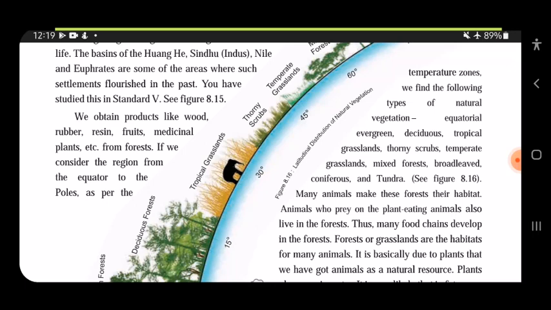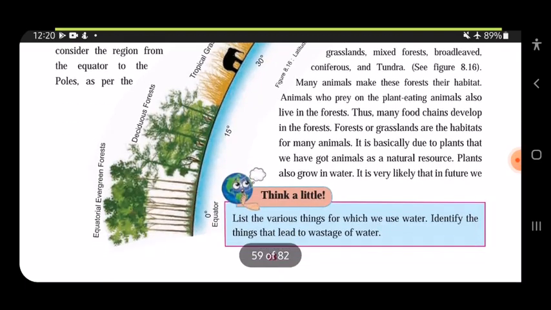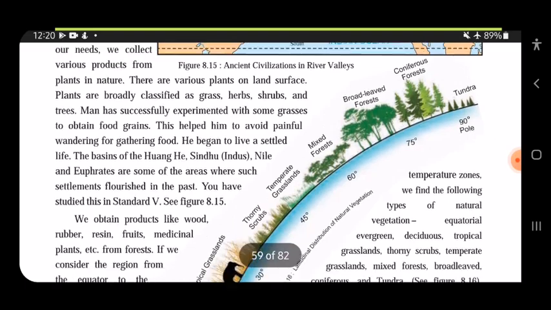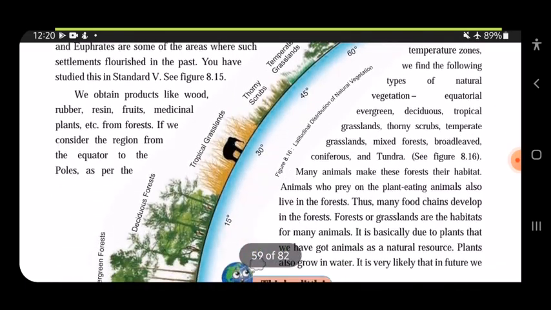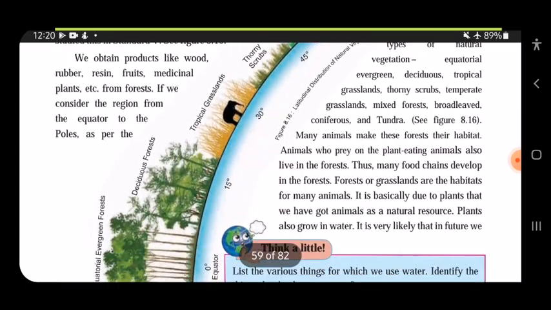Equatorial evergreen, deciduous, these are names of the forests. Tropical grasslands, thorny shrubs, temperate grasslands, mixed forests, broad-leaved, coniferous and tundra, as you can see over here. All the different kinds of trees. Many animals make these forests their habitat. That means this is their house, the animal's house, right? The forest is their house.